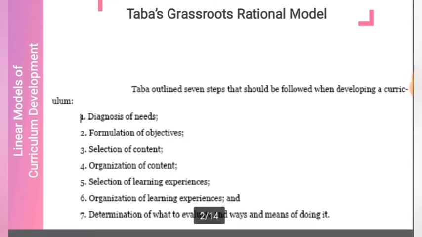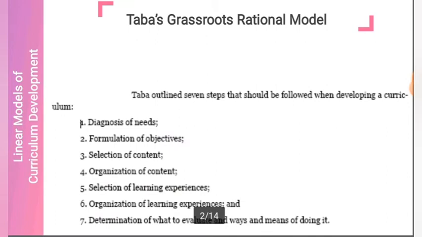Next, we have Taba's grassroots rational model. Taba argued that curriculum development should follow a sequential and logical process. So these are 7 steps that should be followed when developing curriculum according to Taba's model.